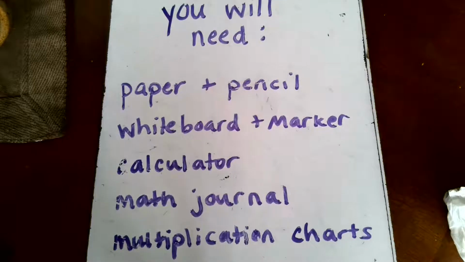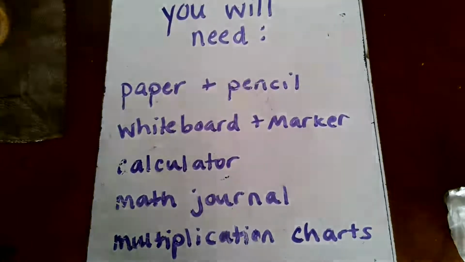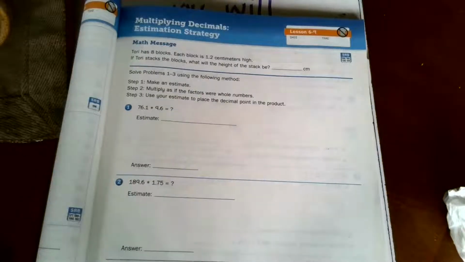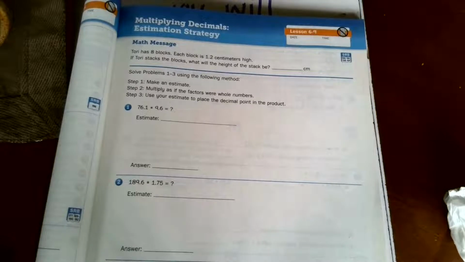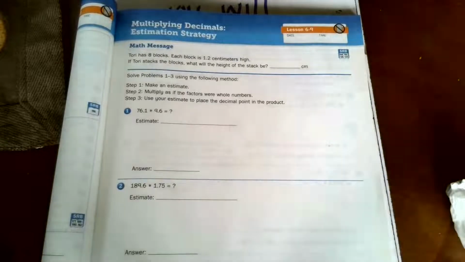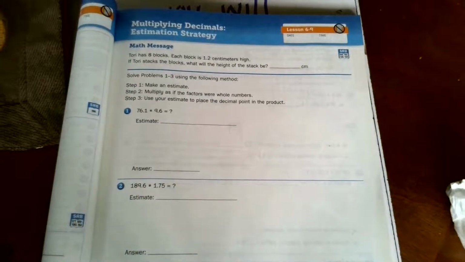I would like you to turn to your math journal page 219. There is a math message that I would like you to do on your own right now. It's going to take everybody a different amount of time to do it. So go ahead and look at the top. It says Tori has 8 blocks. Each block is 1.2 centimeters high. If Tori stacks the blocks, what will the height of the stack be? So you're going to figure out how many centimeters her stack is going to be.